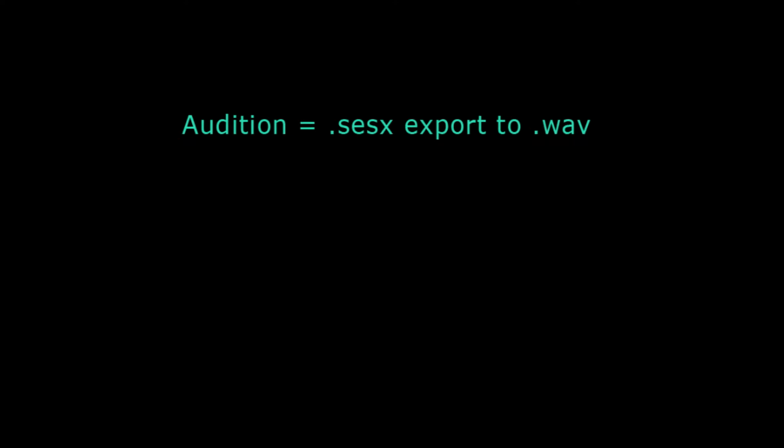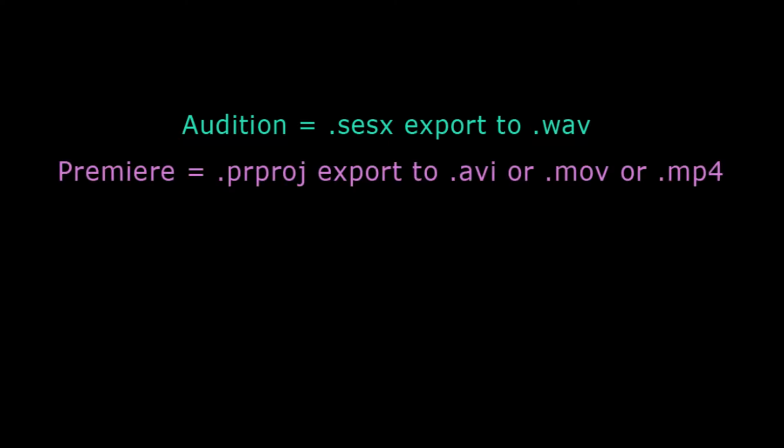Does that make sense? So in Audition, it's .scsx to a .wav, and when you're in Premiere, it's going to go .proj to either a Mac will be .mov and a PC will be .avi.